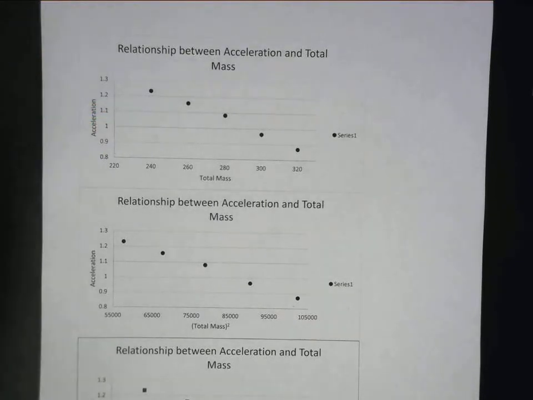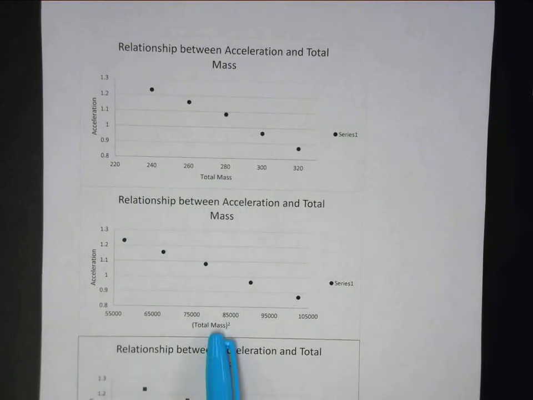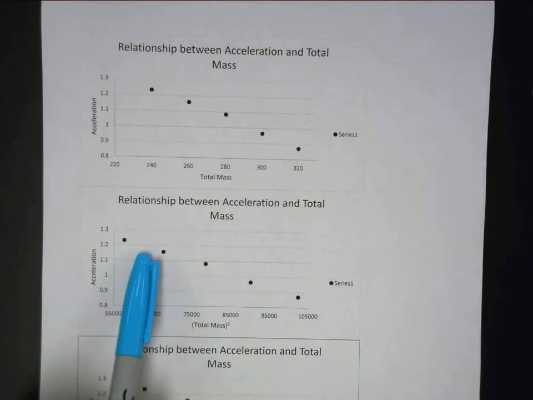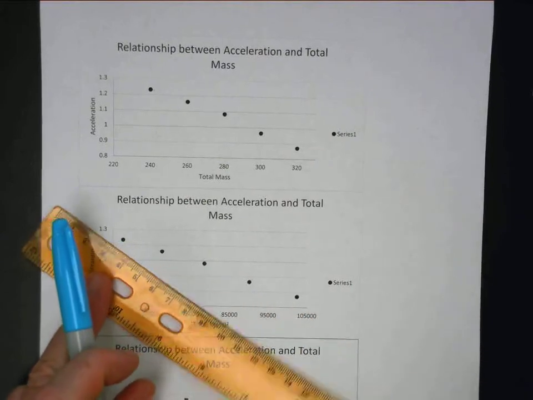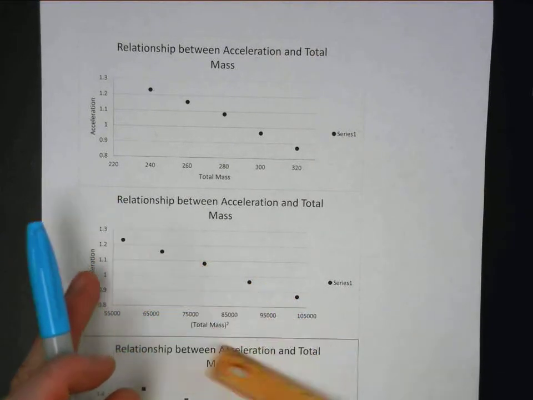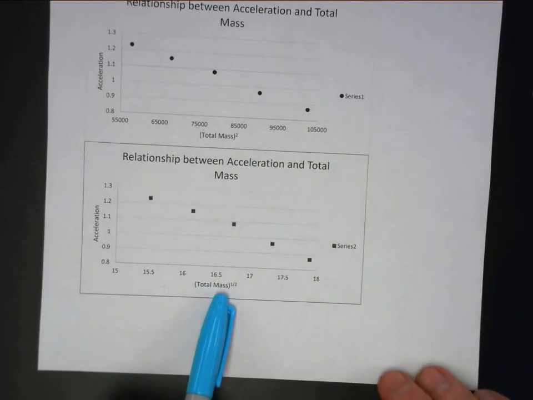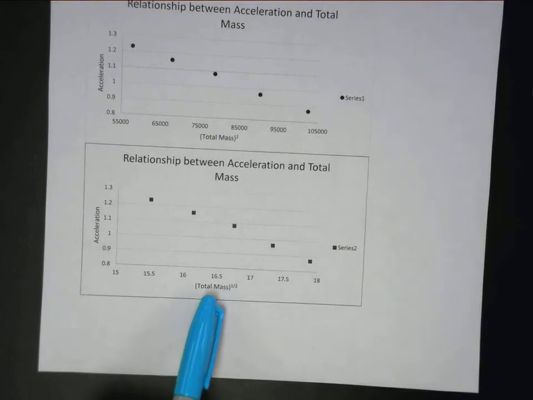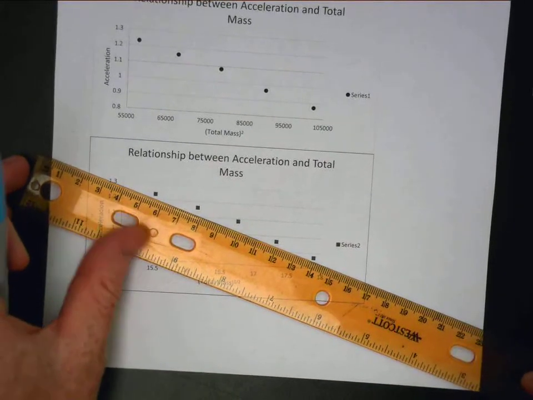So what I've done is I tried to go through the whole linearization process. I said, well, what if the total mass was total mass squared? And it actually doesn't look much different, right? Still kind of maybe linear, maybe not, but still a negative slope. Down here I've got total mass raised to the 1/2 power, so that's like the square root of the total mass, and still negative, but it's even curvier.